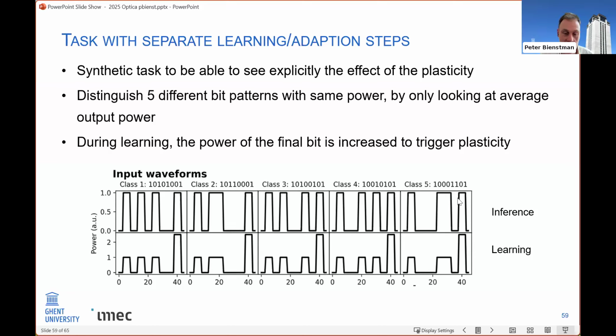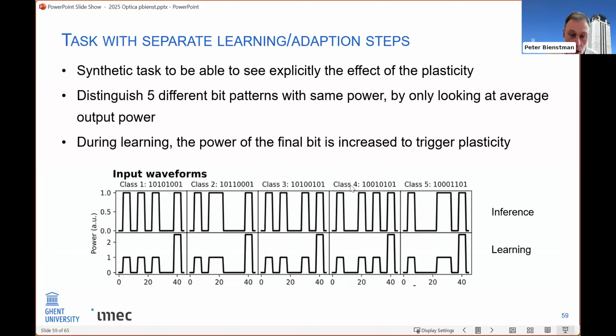And during the plastic step, where we do the actual training, we boost the power of that last bit, such that basically the previous bits set up some complicated interference pattern non-linearly in this very complicated system that we have. And then once this has happened, we basically tell the system, okay, and now start to do some plastic adaptation. You raise the power of the final bits, and then we do things again and again.